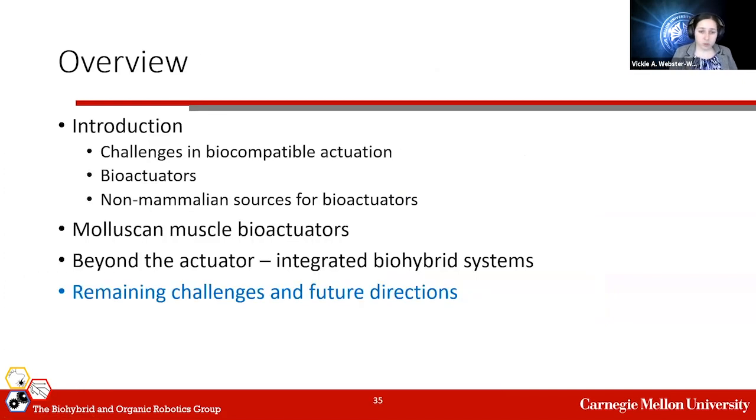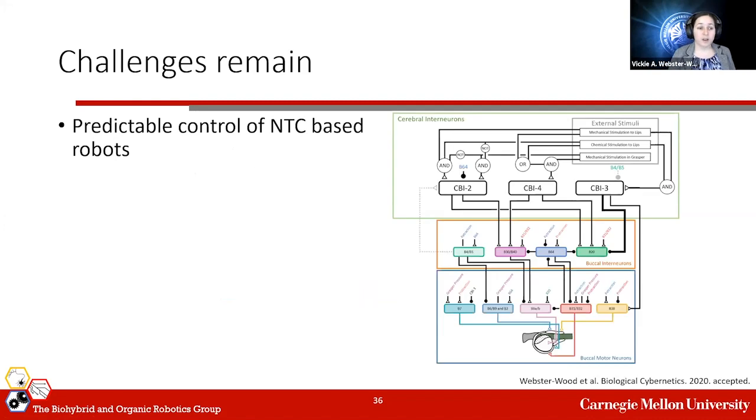There are, however, some remaining challenges. A big one when working with biological materials is how do you predictably control your robot? Biological materials are inherently stochastic. There's a lot of noise in the system. And we actually know from the neuroscience literature that that noise is functional. It actually serves a purpose. But obviously, as roboticists, we try to avoid those types of things.